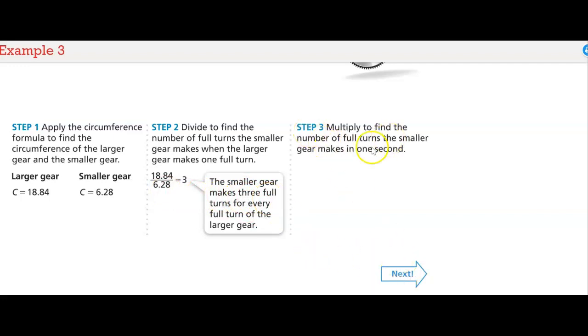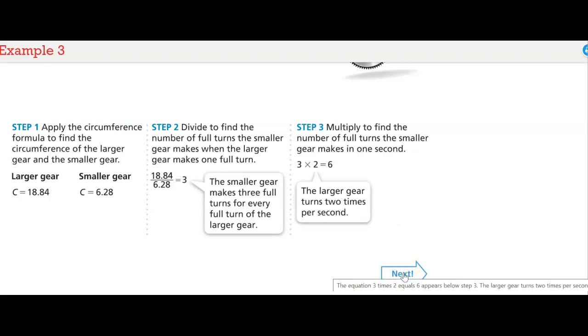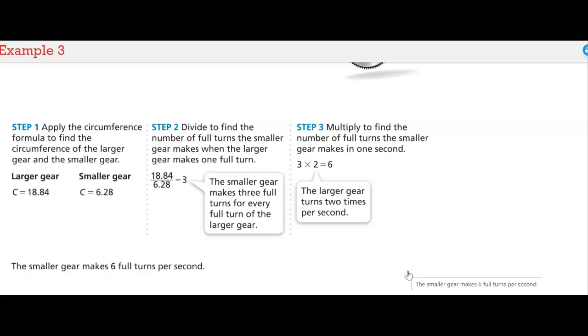Step 3 is to multiply to find the number of full turns the smaller gear makes in 1 second. So you take the 3 and multiply it by 2, which is the number of times the larger gear turns in a second, and then you get 6. So the smaller gear will make 6 full turns per second.